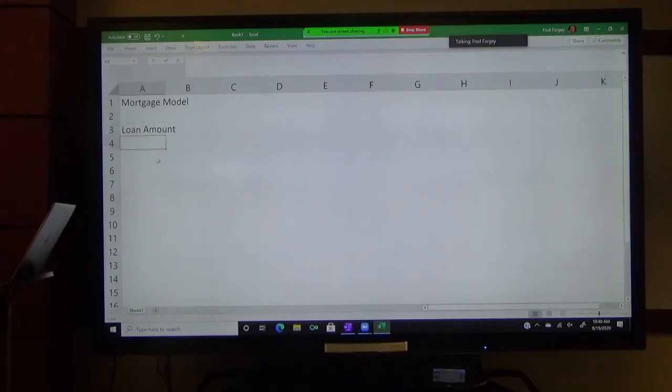So I'm just going to start with the basics. Loan amount, loan term in years, interest rate, and let's just say loan payment.